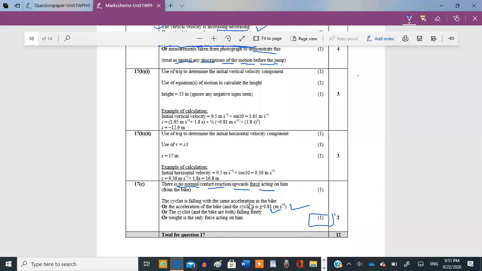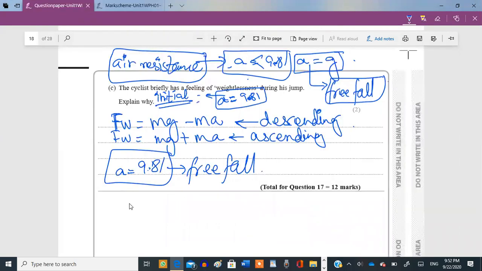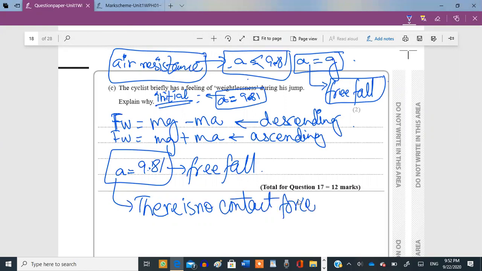The second mark is given for this point. So please learn this point, that there is no contact between them. There is no normal contact force, or no normal force acting on this person from the bike. That's why there is no contact force from the bike. So the person would be falling, or would feel apparent weight. What is Fw called? Apparent weight.